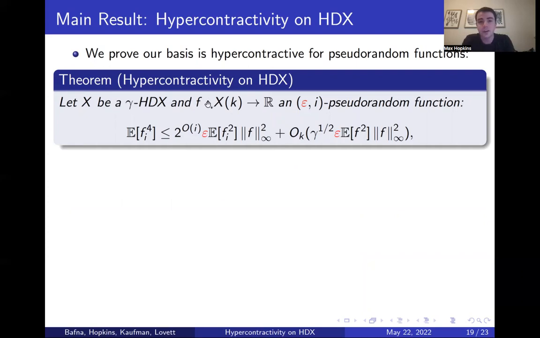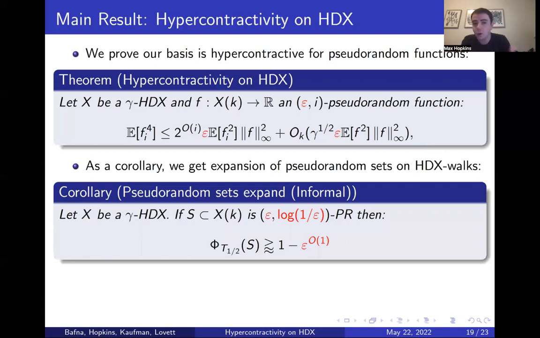In particular, if you have a function on k-sets of an HDX that is epsilon pseudo-random at level I, then some analog variant of the Bonomi lemma indeed holds. This is some complicated formula, and the exact version is not too important. I'd encourage you to just think of this as: for sufficiently pseudorandom functions, the Bonomi lemma holds basically in full strength.